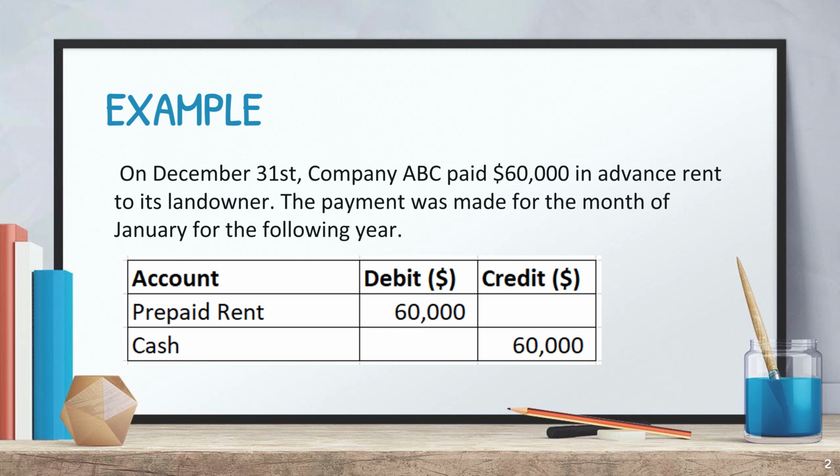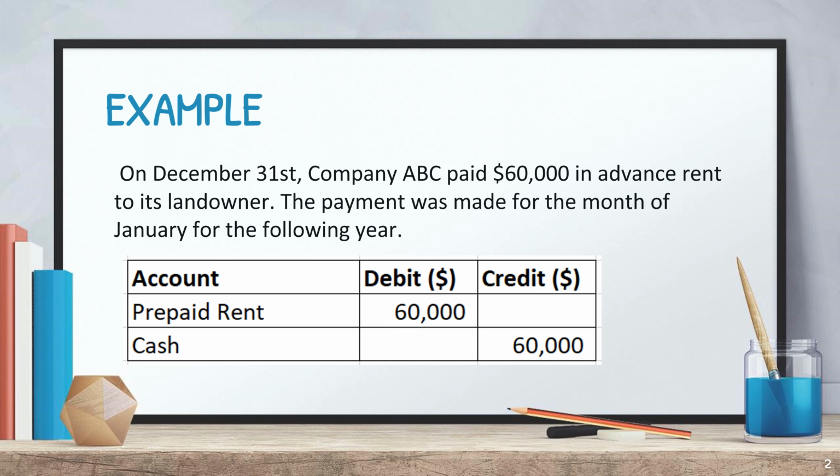Let's start with the account column. We need to identify the accounts affected. In this case, we have the prepaid rent account and the cash account. Since the payment is for future expenses, we increase the asset account prepaid rent with a debit entry of $60,000. On the other hand, the cash account is credited with $60,000, representing the outflow of cash.